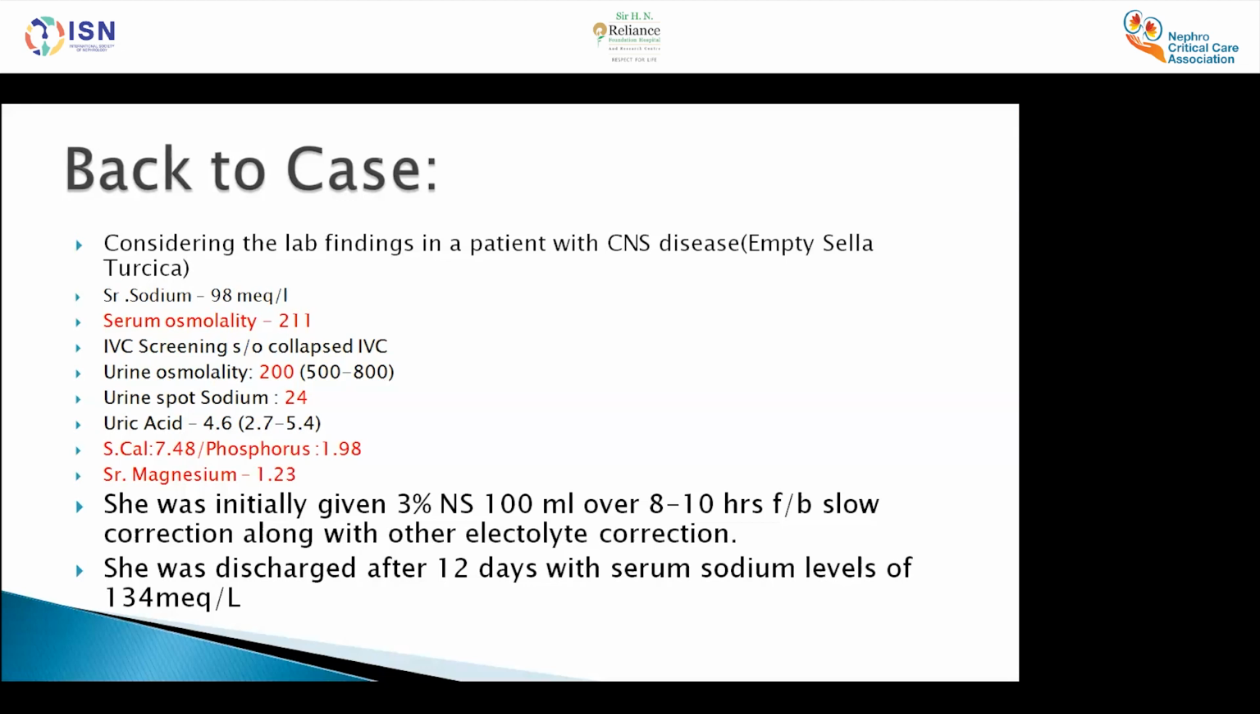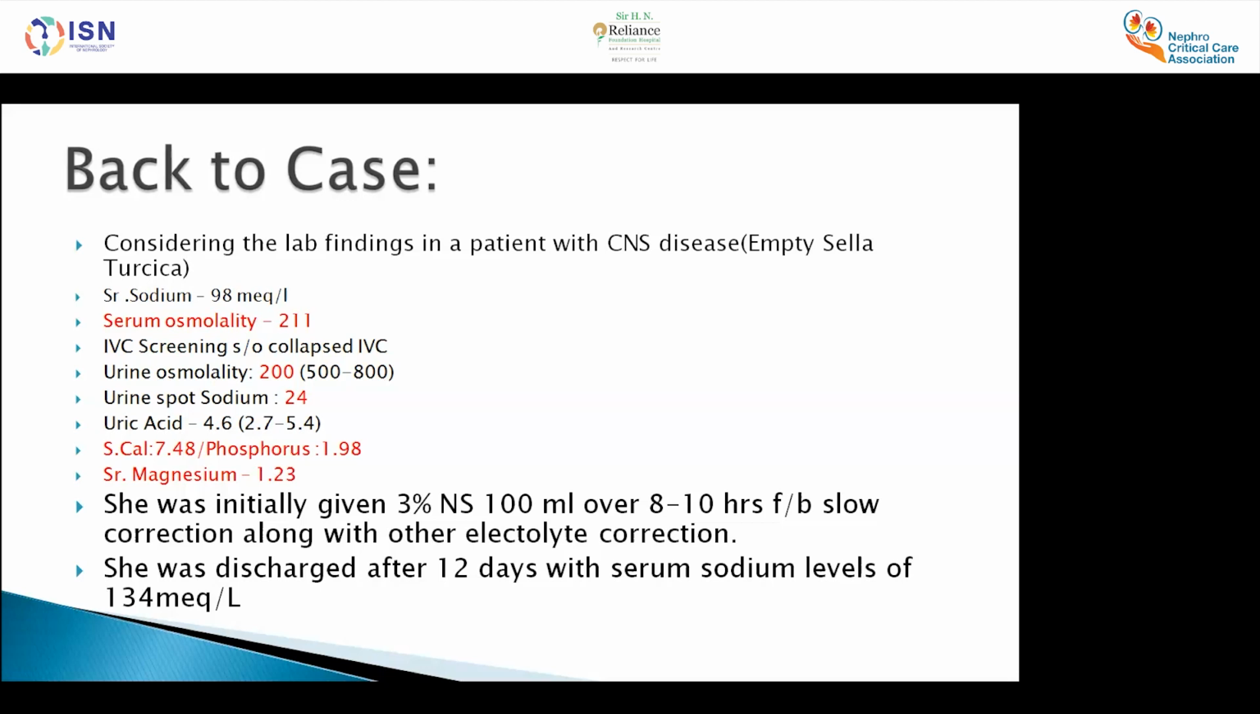So considering the laboratory parameters, serum sodium was 98, severe hyponatremia with a hypotonic osmolarity, IVC screening suggestive of collapsed IVC with a history of vomiting, urine osmolarity of 200, urine spot sodium 24, more or less near 20 only, uric acid of 4.6, and hypocalcemia, hypophosphatemia, and hypomagnesemia. The patient was initially kept with a diagnosis of hypovolemic hyponatremia only.